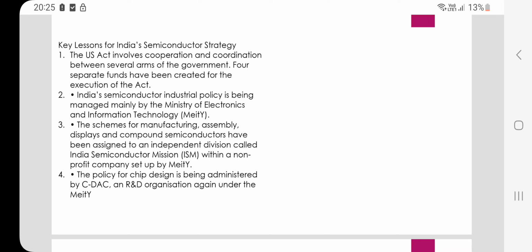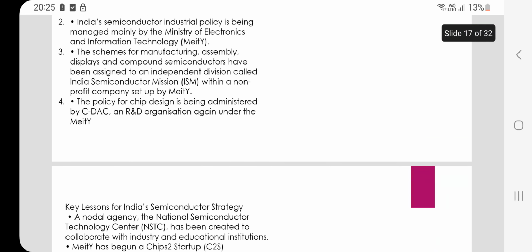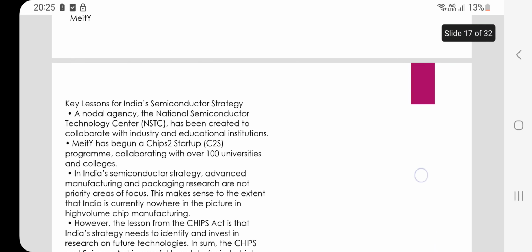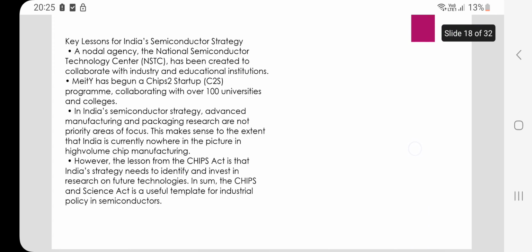The policy for chip design is being administered by C-DAC, an R&D organization, again under the Ministry of Electronics and Information Technology. The key lessons for India's semiconductor strategy are: a nodal agency, the National Semiconductor Technology Center, has been created to collaborate with the industry and the educational centers. The Ministry of Electronics and Information Technology has begun a CHIPS 2 startup program collaborating with over 100 universities and colleges.